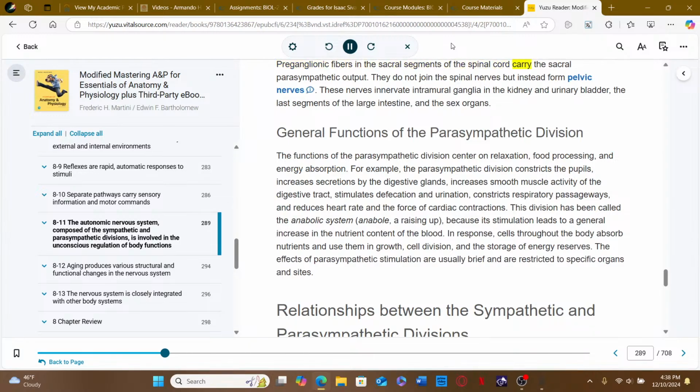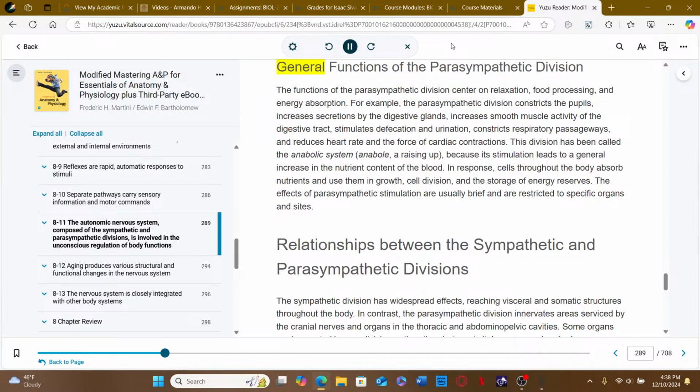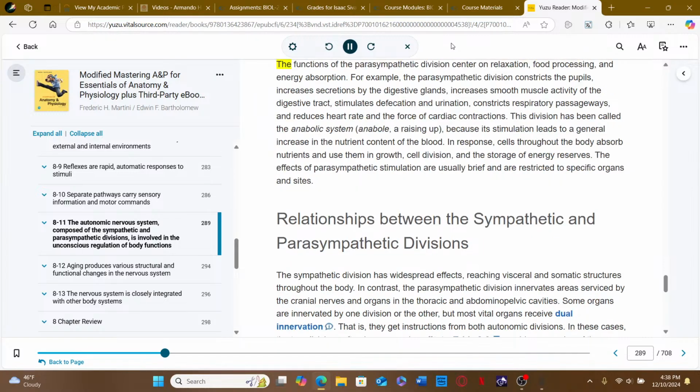Preganglionic fibers in the sacral segments of the spinal cord carry the sacral parasympathetic output. They do not join the spinal nerves but instead form pelvic nerves. These nerves innervate intramural ganglia in the kidney and urinary bladder, the last segments of the large intestine, and the sex organs.